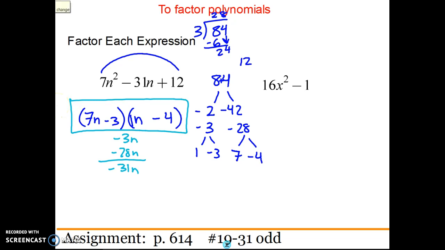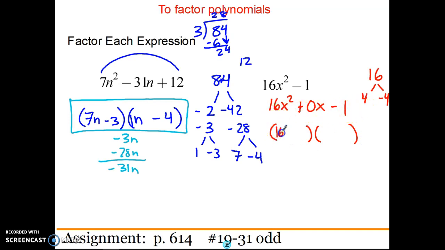Fantastic. Now this one, no common factors to speak of. But I could rewrite this a little bit easier so we could get the picture. There are no x's in there, so I'm going to write 0x just to help me out. Now I multiply 16 times 1 to get 16. I need factors of 16 that add to be 0. Well, 4 and negative 4. Great. That will work.